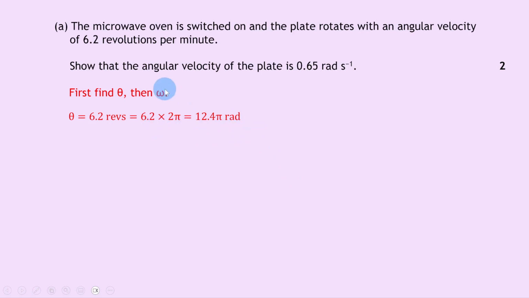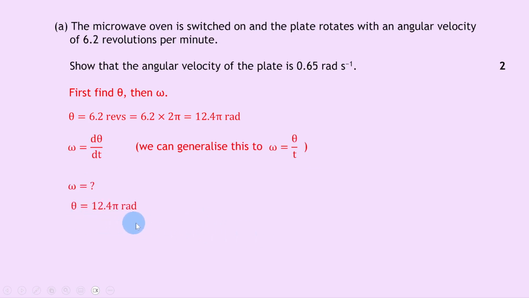And then to find omega, the angular velocity, remember we can use this equation omega equals d theta by dt, but we can generalize this to just omega equals theta over t instead. So we're trying to find omega here. We know the angular displacement theta is 12.4 pi radians, and lastly the time t is 60 seconds since we're talking about per minute here. So 1 minute is 60 seconds.